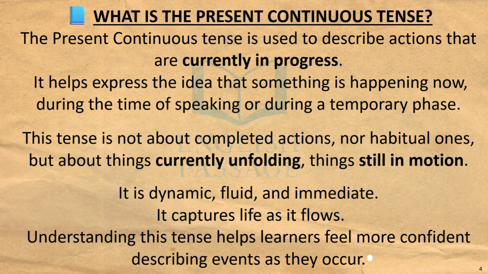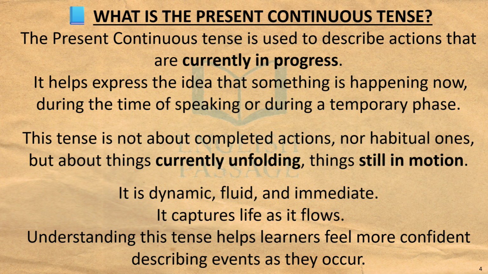What is the present continuous tense? The present continuous tense is used to describe actions that are currently in progress. It helps express the idea that something is happening now, during the time of speaking or during a temporary phase. This tense is not about completed actions, nor habitual ones, but about things currently unfolding, things still in motion. It is dynamic, fluid, and immediate. It captures life as it flows.